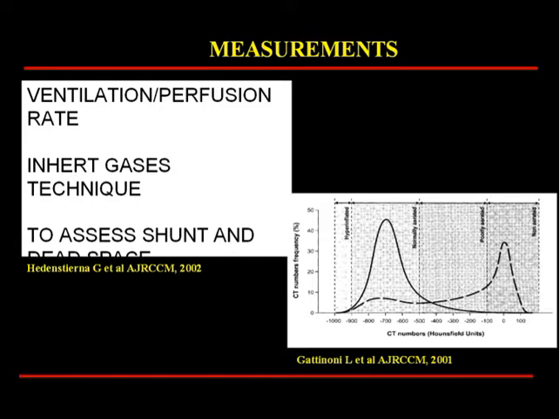And we measured the ventilation-perfusion ratio using the inert gas technique to assess shunt and dead space, using the technique developed in the Göran Hedenstierna lab. And we combined this measurement with the assessment of tidal recruitment and de-recruitment and eventually overdistension using the CT scan, as proposed by Luciano Gattinoni. And for the first time, we combined these two techniques to assess the effect of mechanical ventilation in the animal model.